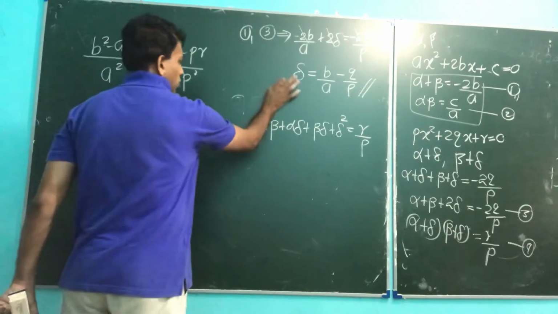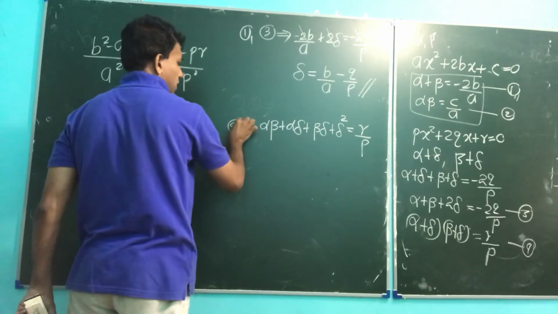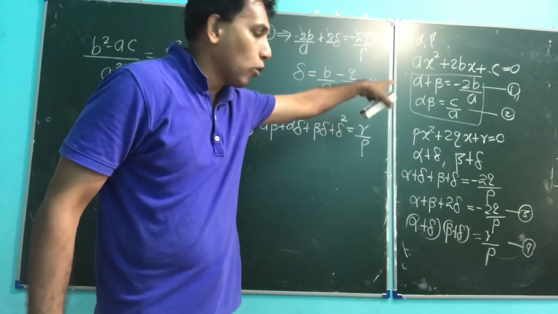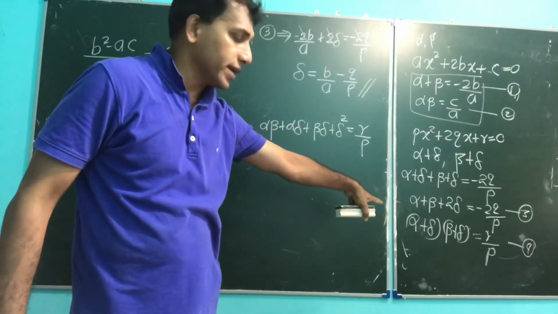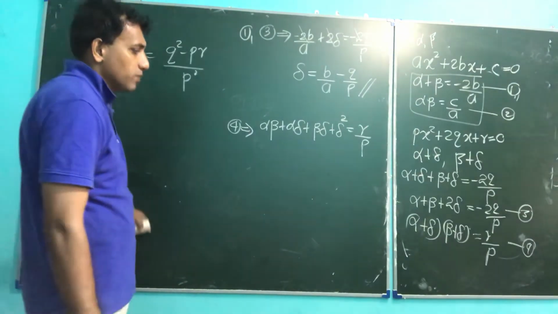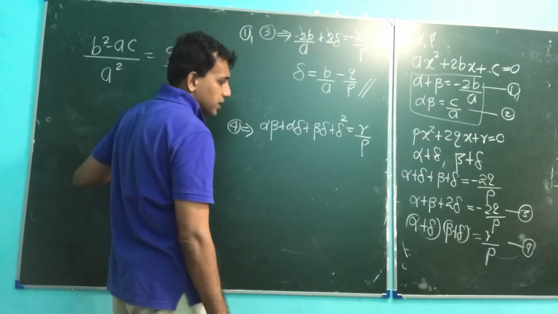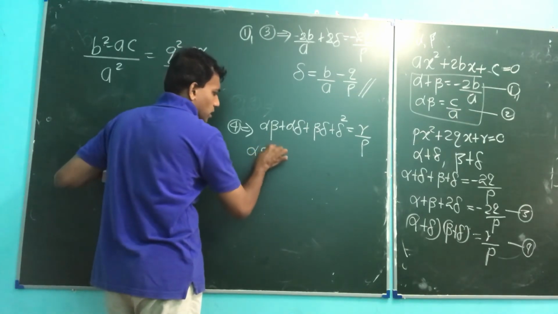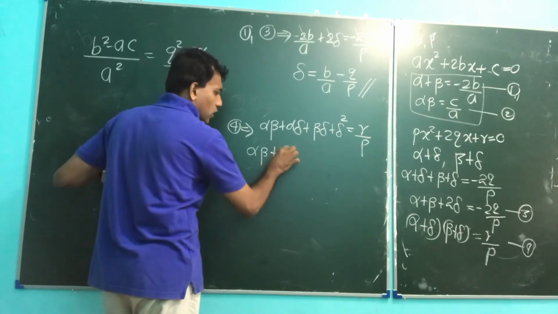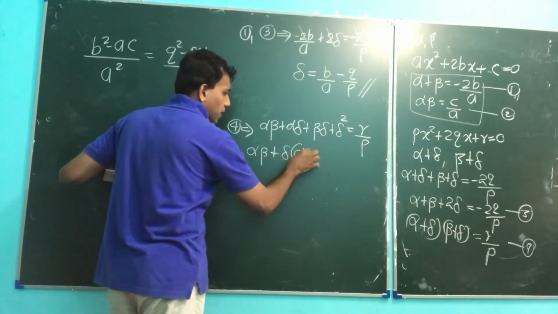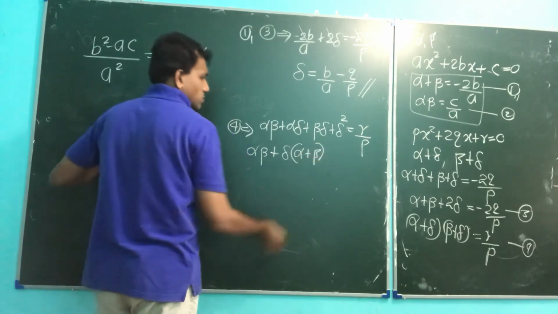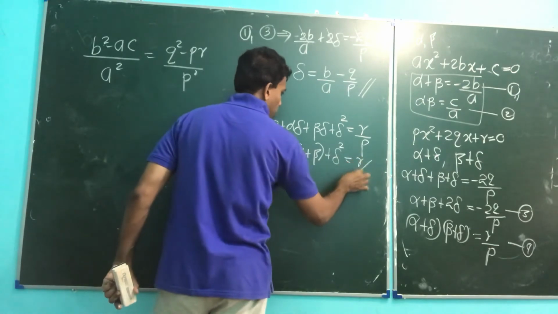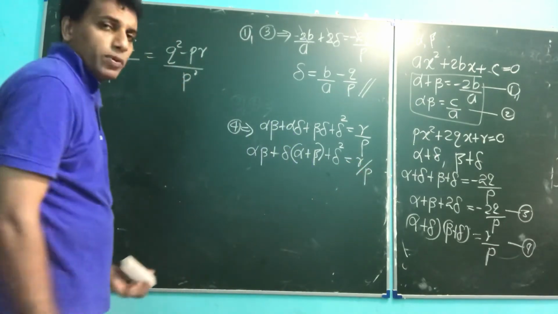I took the fourth one and I'm rearranging it now. There are important terms you can derive from there: alpha beta, alpha delta, beta delta, delta square. Again, take the delta out: alpha plus beta, times delta, plus delta square equals r over p.